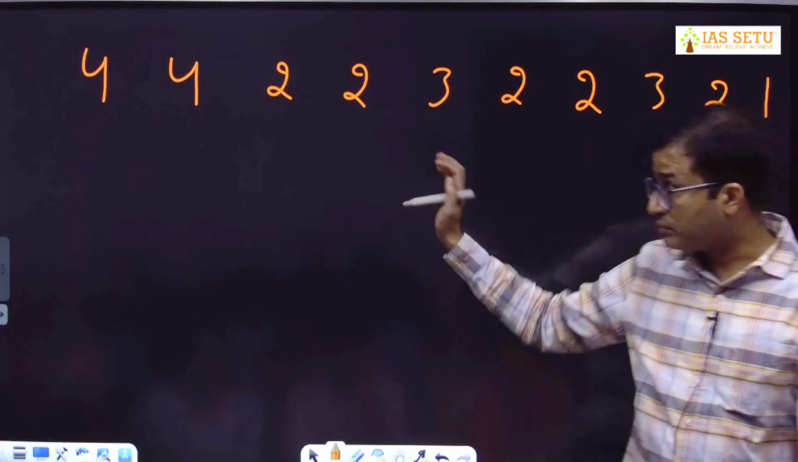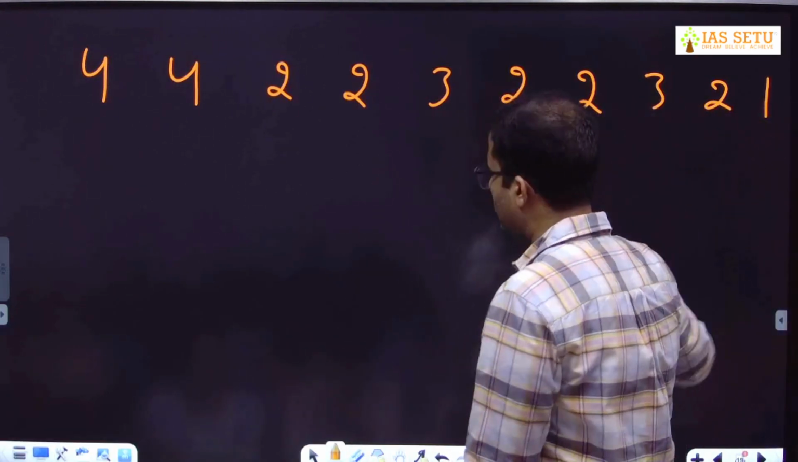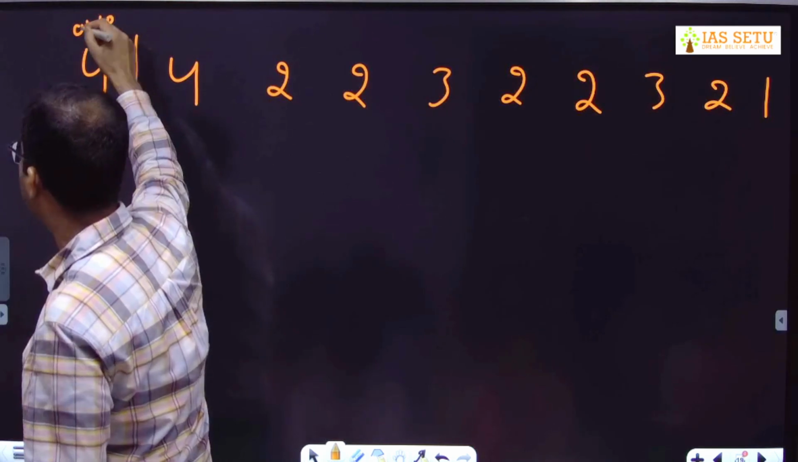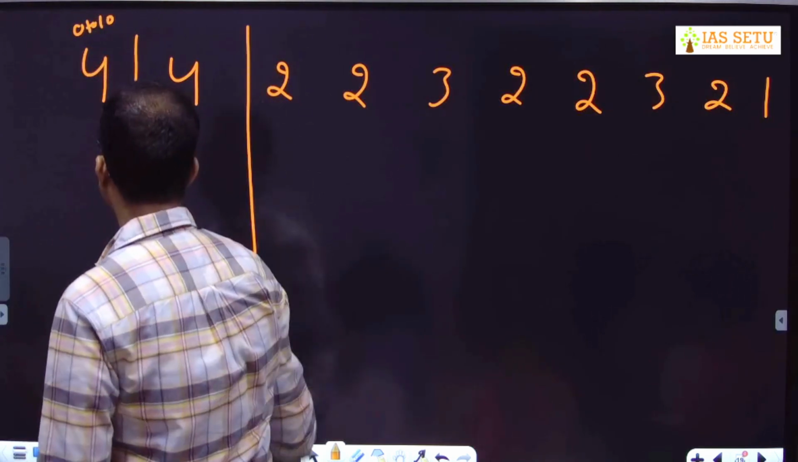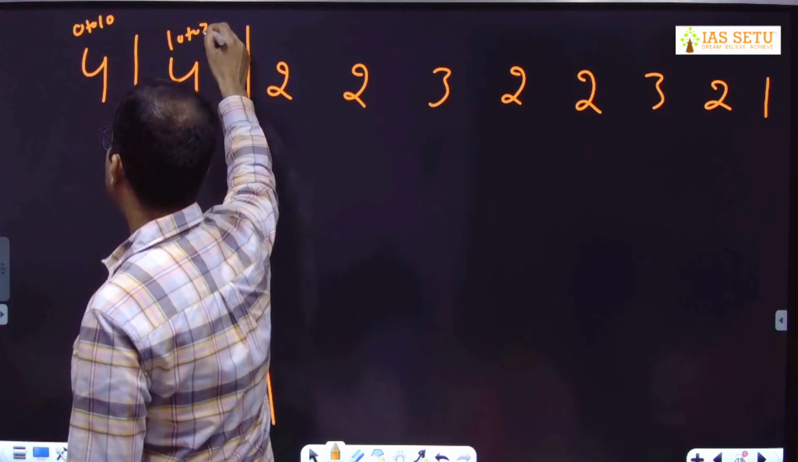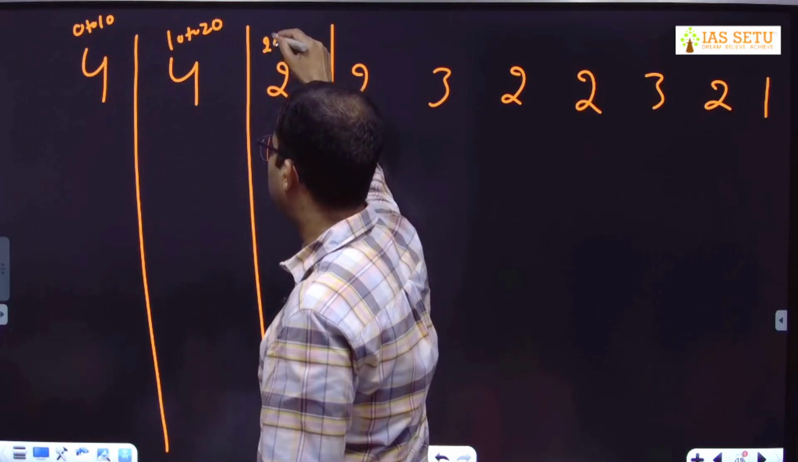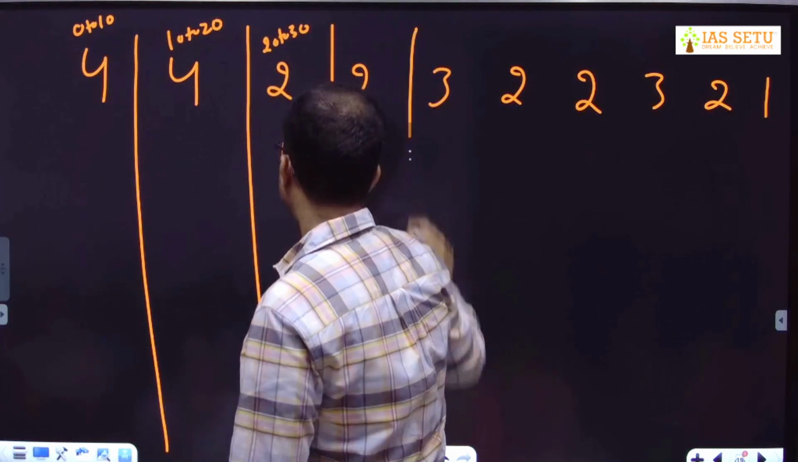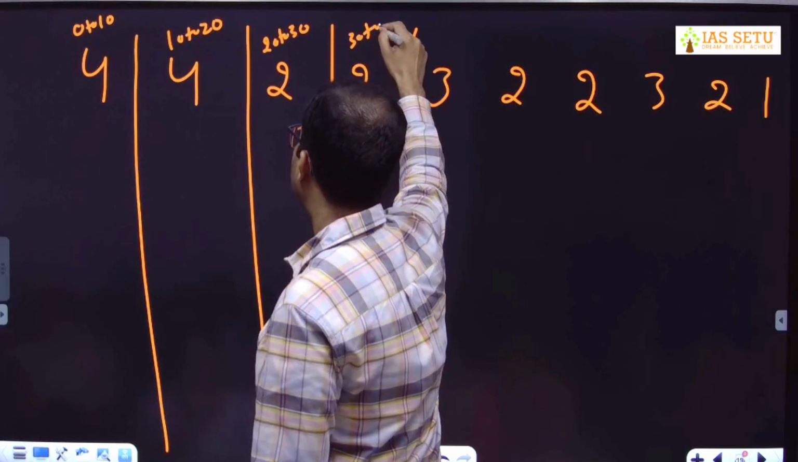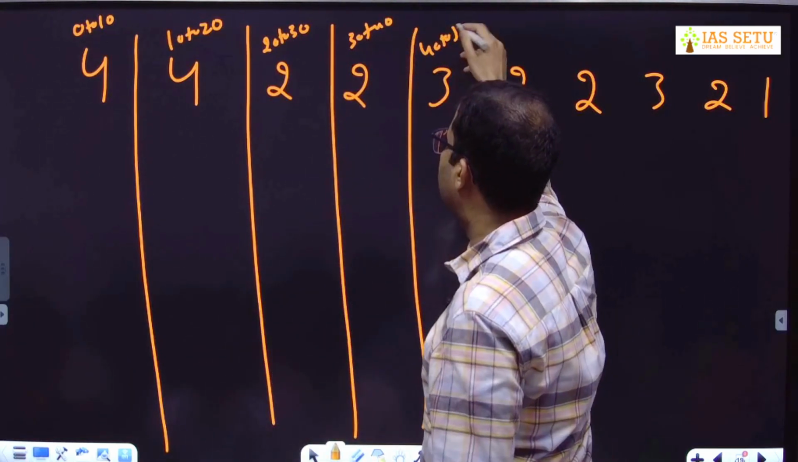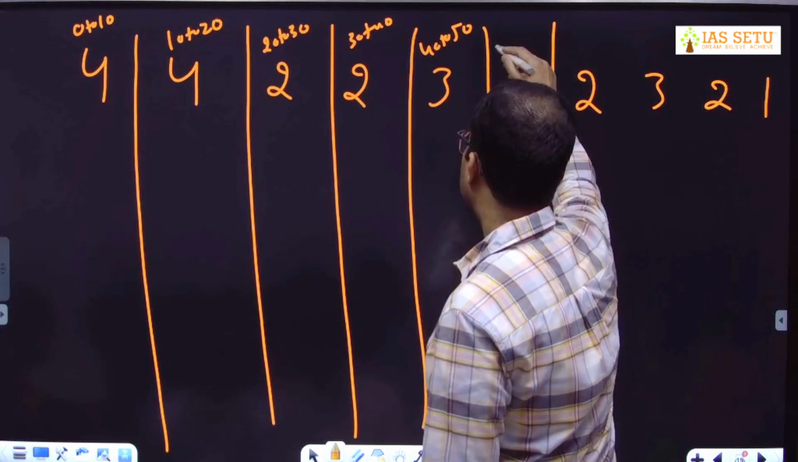Anyways, so here, before I tell you, the 4 means from 0 to 10 we have 4 prime numbers. It tells you the range. 10 to 20 we have 4 prime numbers. 20 to 30 you have 2 prime numbers. 30 to 40 you have 2 prime numbers. 40 to 50 you have 3 prime numbers.